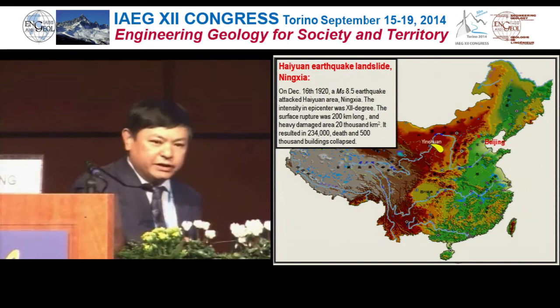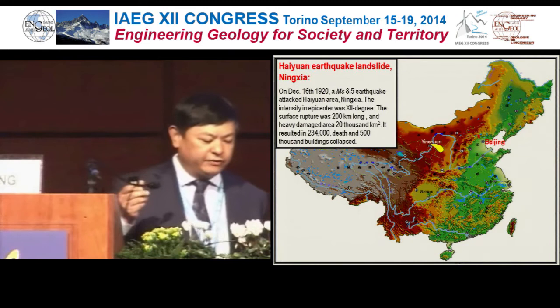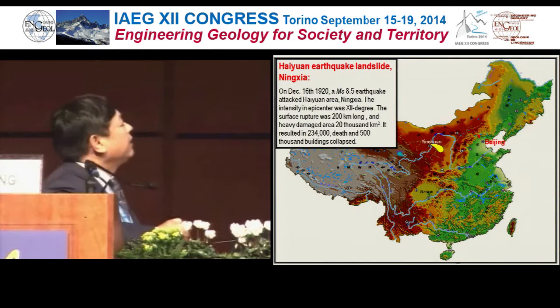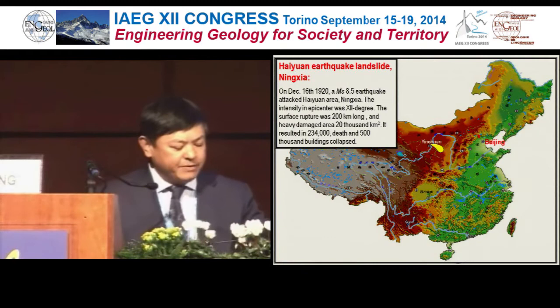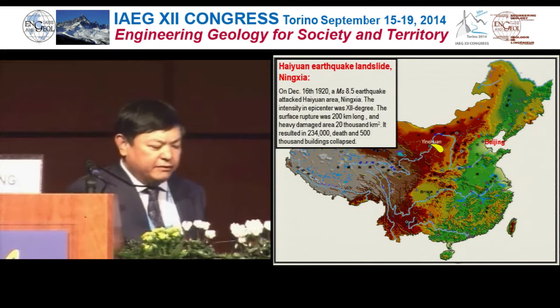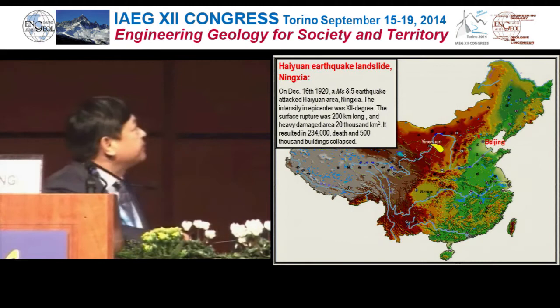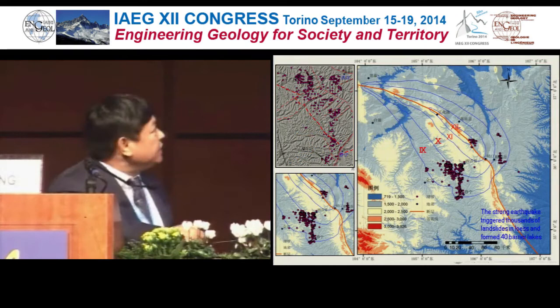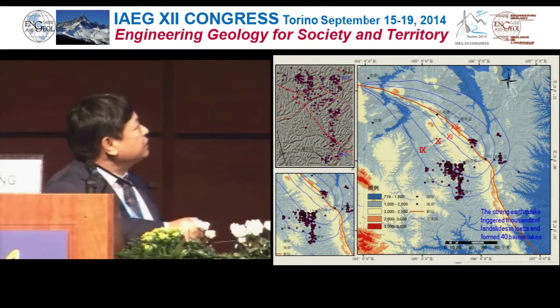The magnitude of the earthquake is 8.5, and the highest intensity is 12, according to the Chinese Earthquake Bureau. The heavily damaged area is 200 square kilometers. In this huge disaster, about 230,000 people were killed, and hundreds of thousands of buildings collapsed. This is the damaged area of the strong earthquake. You can see most landslides concentrated, this is the actual earthquake fault, in the southwest part of the earthquake fault.